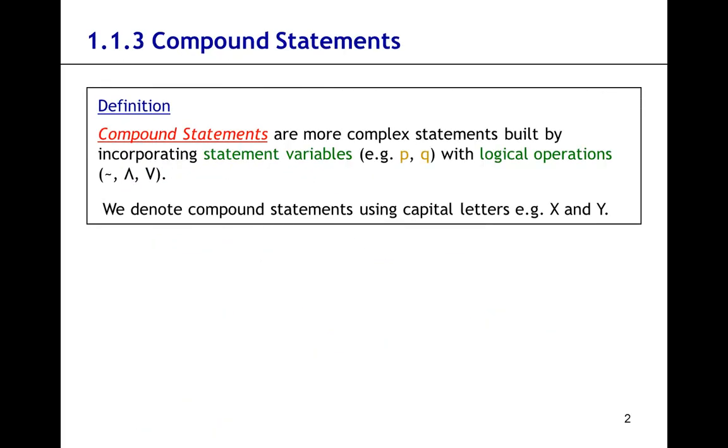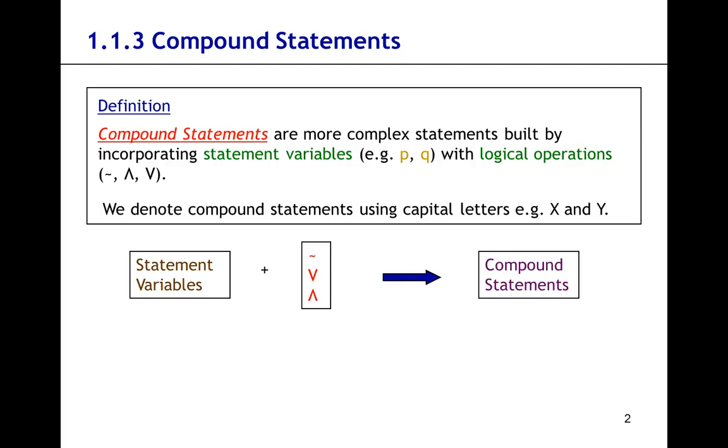Compound statements are more complex statements built by incorporating statement variables with logical operations. This means that we take statement variables such as little p and little q and connect them with logical operators such as not, or, and and to make a new and more complex statement known as the compound statement. It is convention to denote compound statements using capital letters. Here are some examples of compound statements, capital X and capital Y.